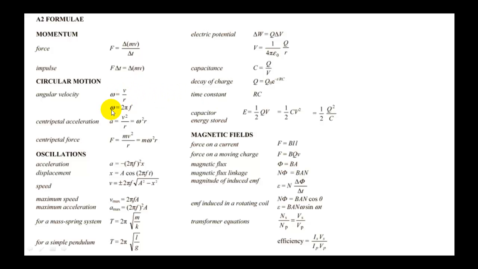And you can see it's v over r, it's 2 pi f. So it's actually radians per second. 2 pi f is the same as 2 pi multiplied by 1 over T, which is the formula for the frequency. So obviously these two equations mean the same thing.